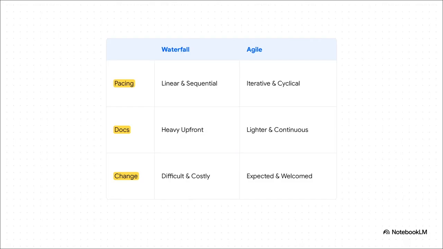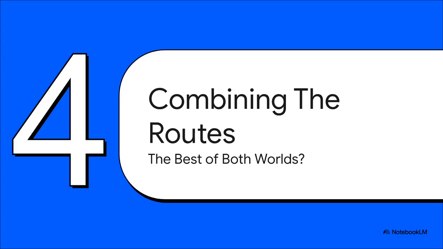Let's just put them side by side for a second, because this really makes it clear. Waterfall's pacing, it's a straight line, one phase after another. Agile's, it's cyclical, working in these iterative loops. Documentation in Waterfall is massive and all up front. In Agile, it's lighter and you do it as you go. But here's the real kicker: how they handle change. Waterfall fights it. Agile, on the other hand, fully expects it, it even welcomes it. So you have the super predictable path and the super flexible one.